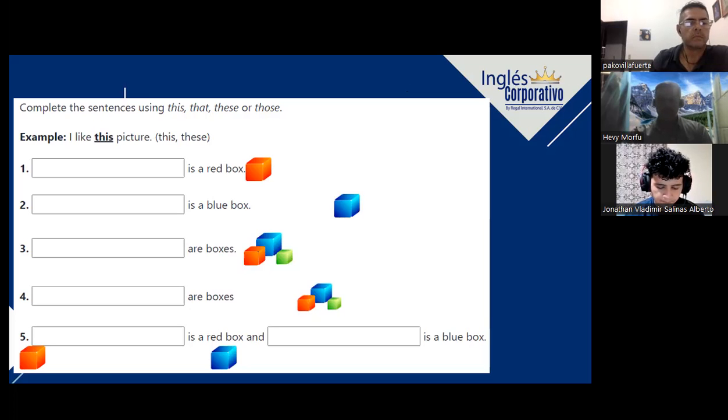Thank you. So this is a red box and that is a blue box. So you can see the differences when the objects are close or the objects are far away. So congratulations. I think that for some of you it's like a backup because we have studied this topic before, but one of the goals for this course is that every month we have feedback of the topics seen or studied in the process.